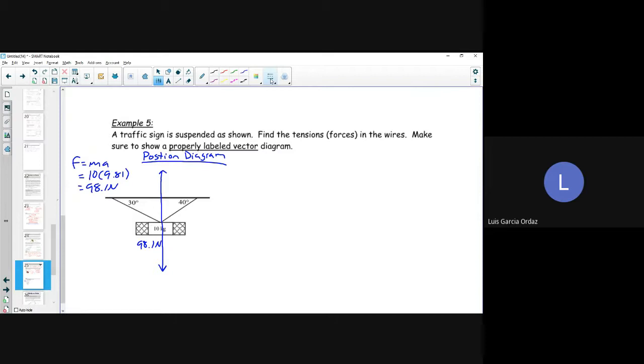Okay. So now let's make a vector diagram based off of this. To create a vector diagram, I need to use that 98.1 newtons. So I have my 98.1 newtons going downwards, which means I need to figure out a triangle for this vector diagram. So let's see if we can come up with a diagram. Let's start over here. Continue this downwards. All right. So let's draw my parallelogram diagram.